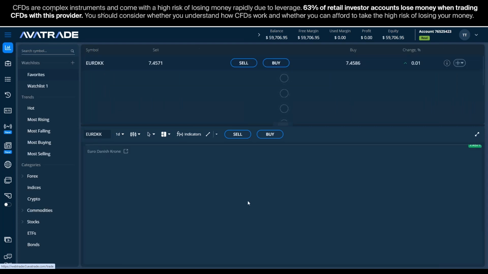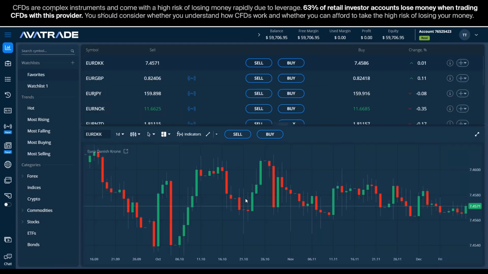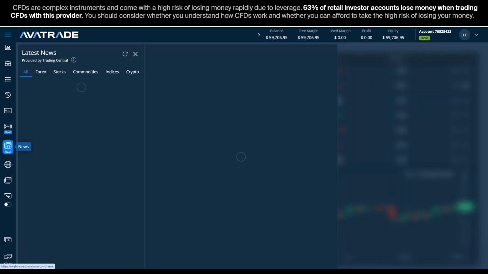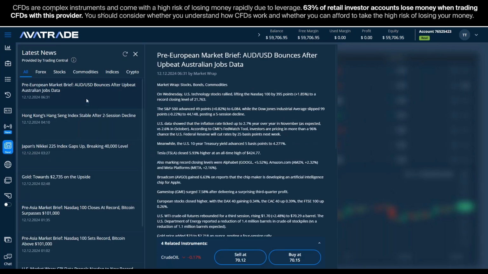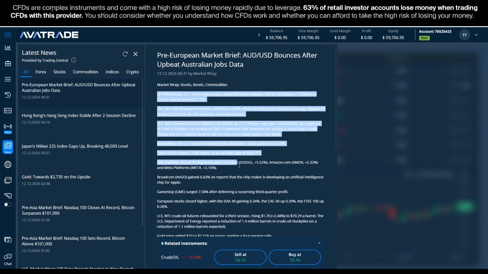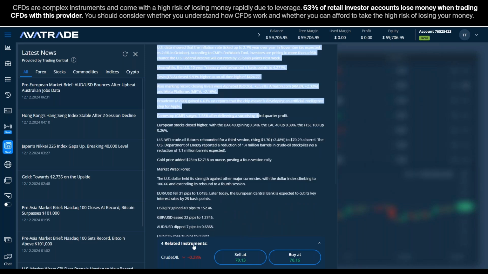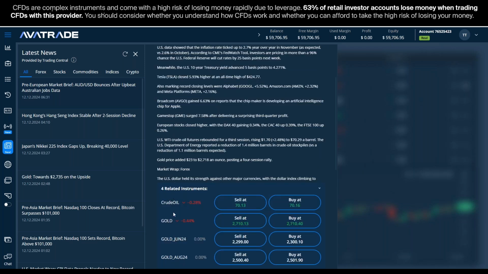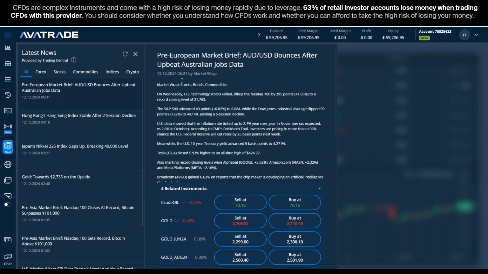Okay, where else can we go for fundamental analysis within our platform and our app? A simple place would be our news feed, which is here. You just click on news, and it has the latest news summarized and by grouping, basically. So pre-European market brief, you can read through the summary of what's going on, and it also recommends instruments that are related to the news that you might trade on. In this case, crude oil and gold, some news that came in that might affect those. And it's not the only instruments that this news would affect, but it's some recommendations.